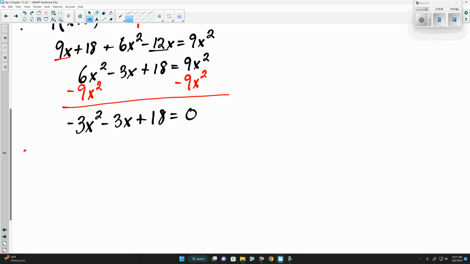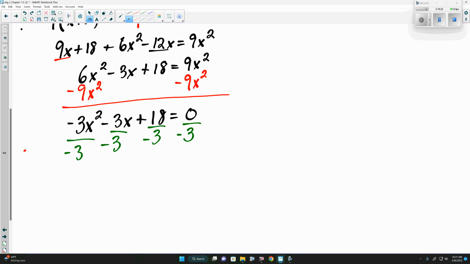Is there a greatest common factor between these three terms? 3. So what I could do is divide every single term by 3, yes? But unfortunately, what is the number in front of x squared? It's not positive, it is negative. So I can actually divide by negative 3, because having that x squared positive makes these easier to work with.